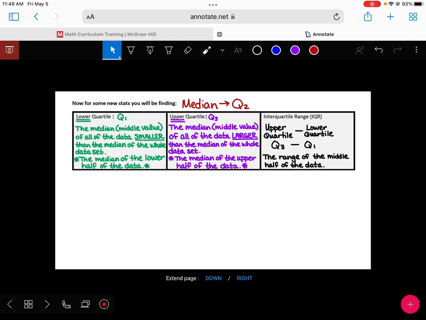Once you're done getting this copied into your notes, flip the page. And with that data set that's up at the top of the page, I want you to find the minimum, the maximum, and the median.